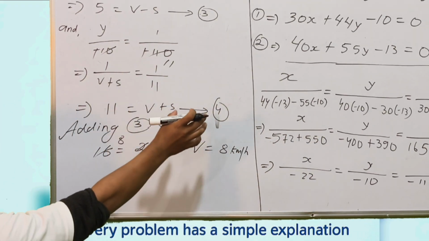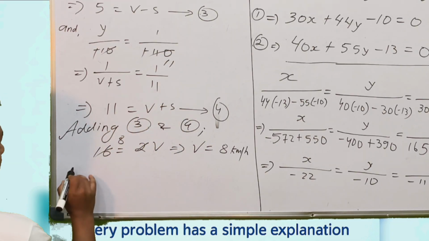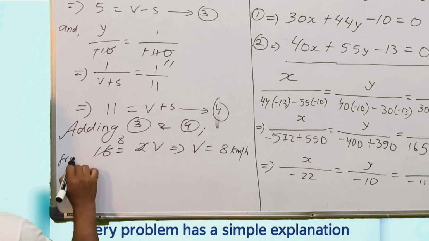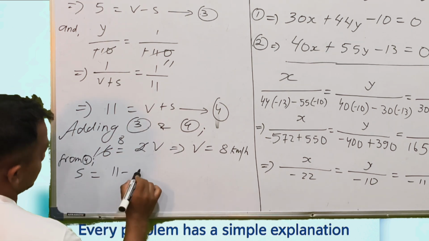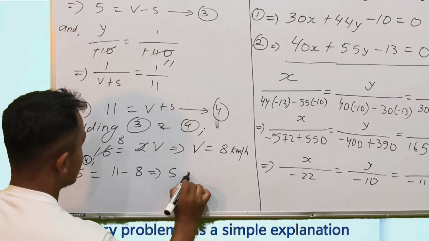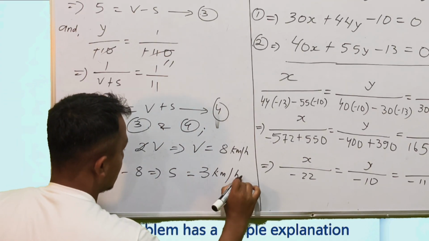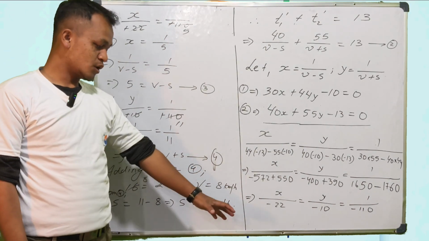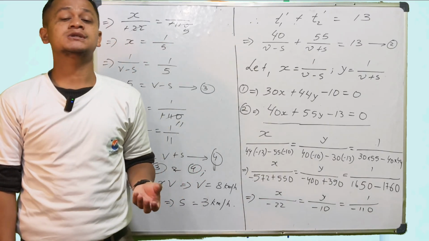And if you substitute the value of v in either equation 4 or equation 3, whichever we like, what do we get? Let's say we substitute in equation 4. Then from equation 4, s is equal to 11 minus v. v is 8, so 11 minus 8 will be 3 kilometers per hour. So that is the speed of the stream. So that's how we find out the speed of the boat in still water, and the speed of the stream.